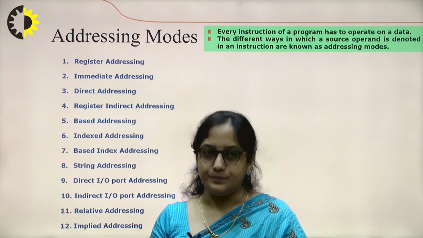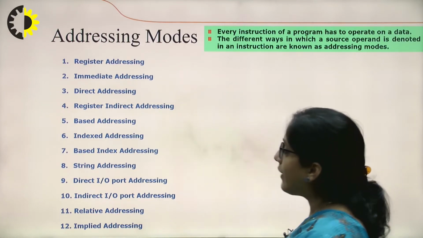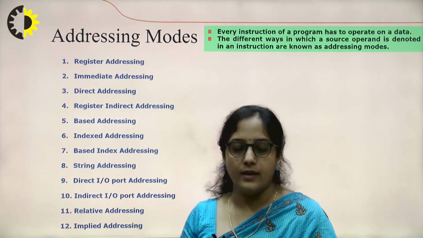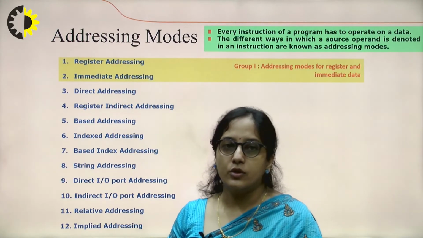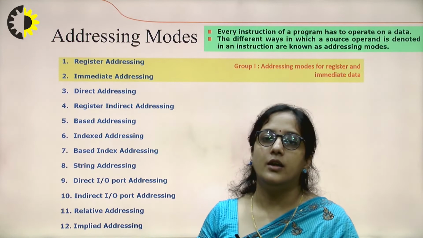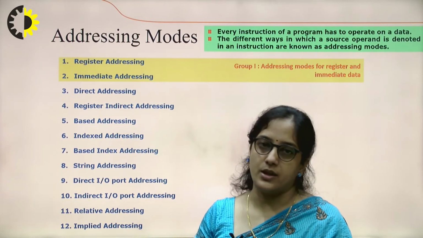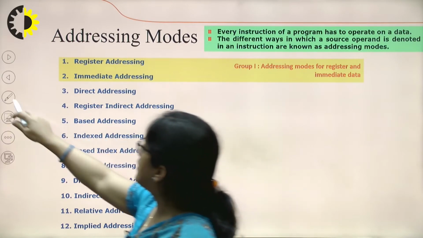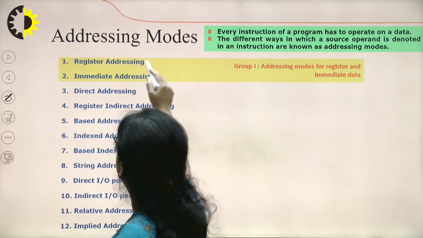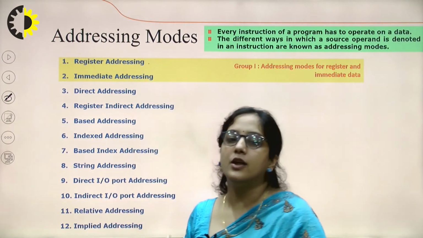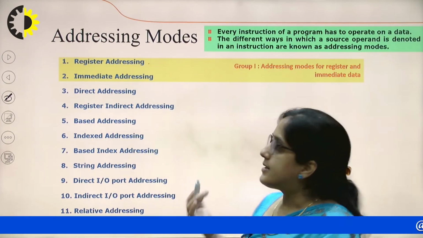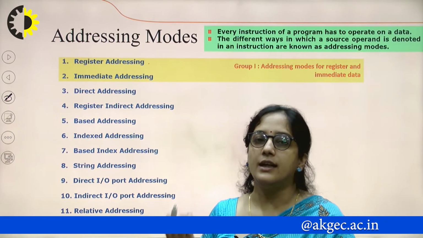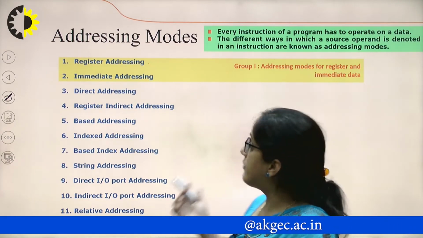In the case of 8086, there are 12 addressing modes, and we group them into 6 groups. The first group consists of addressing for registers and immediate data. In this, there are two types of modes. One is register addressing, where we specify the operand in the register. Second is immediate addressing, meaning we specify the data in the instruction itself. So, this is one group.